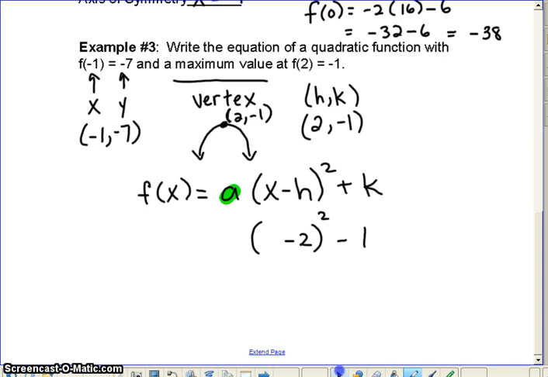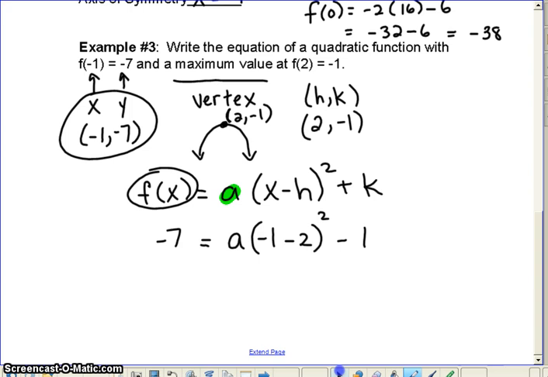Okay, and we also know that a point on the parabola is negative 1, negative 7. So if x is negative 1, I can replace negative 1 here. A is what we're going to solve for, and f of x represents y. Okay, so I plugged in everything that was given to me. Now I'm going to solve for a. Negative 7 is equal to a number, okay, times negative 1 minus 2 is negative 3, and negative 3 squared is 9.